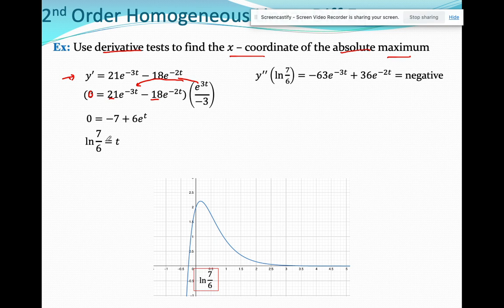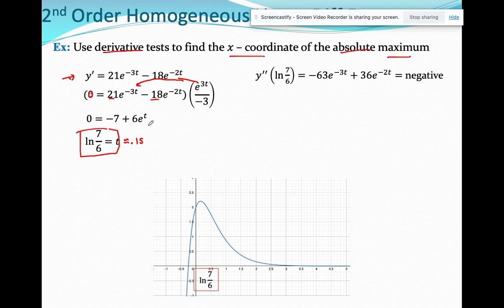And then I did algebra 1, or algebra 2, I guess, and I got t is equal to ln of 7/6, which is not an integer. It's approximately point something, I think, when I looked at the calculator. But if you don't have a calculator, this is what you would get, right?